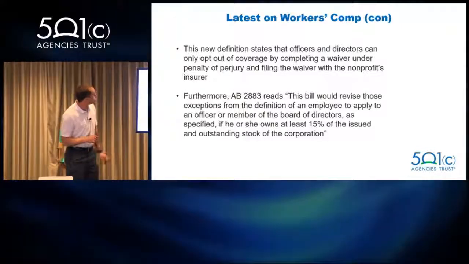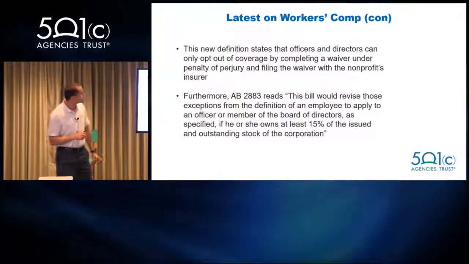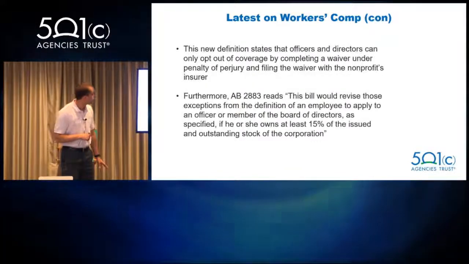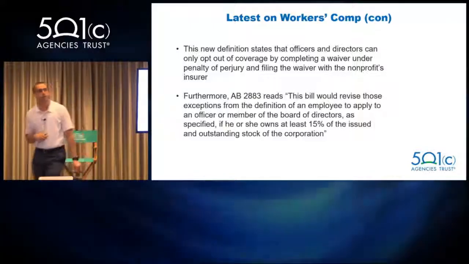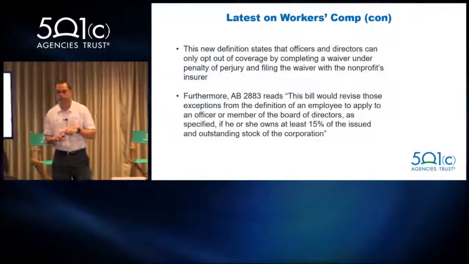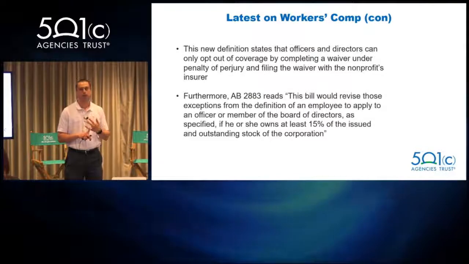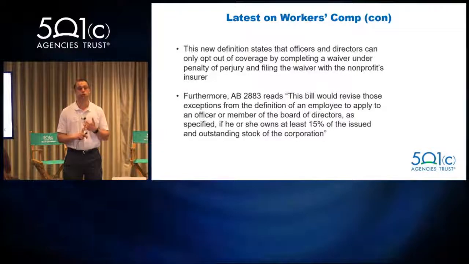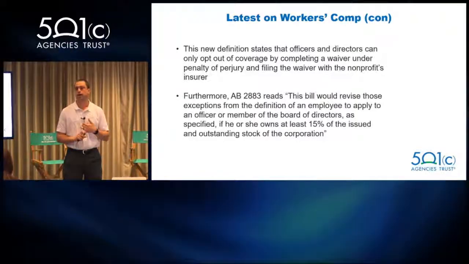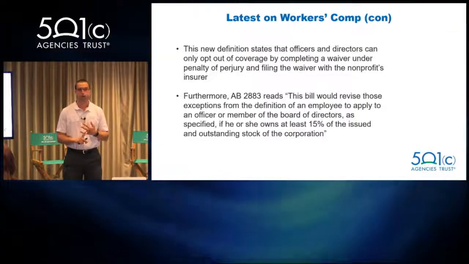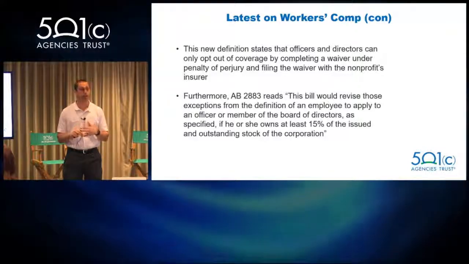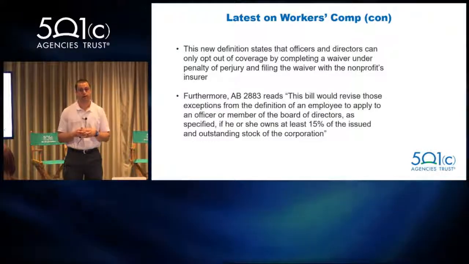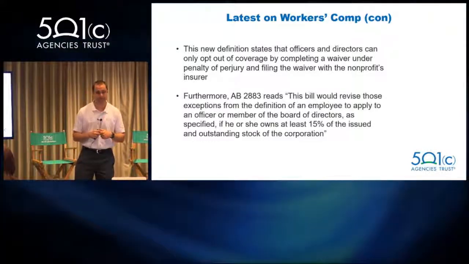I wanted to read this, this is from the state. This new definition states that officers and directors can only opt out of coverage by completing a waiver of penalty and perjury and filing the waiver with the nonprofit's insurer. The minimum maximum rule is the final tidbit that I wanted to bring to your attention, to address this with your broker to be sure that your organization is in compliance with this and not going to be hit with penalties. It will typically come up in audit as insurers are looking at who should and shouldn't be covered by your workers' comp policy. But I'm out of time.